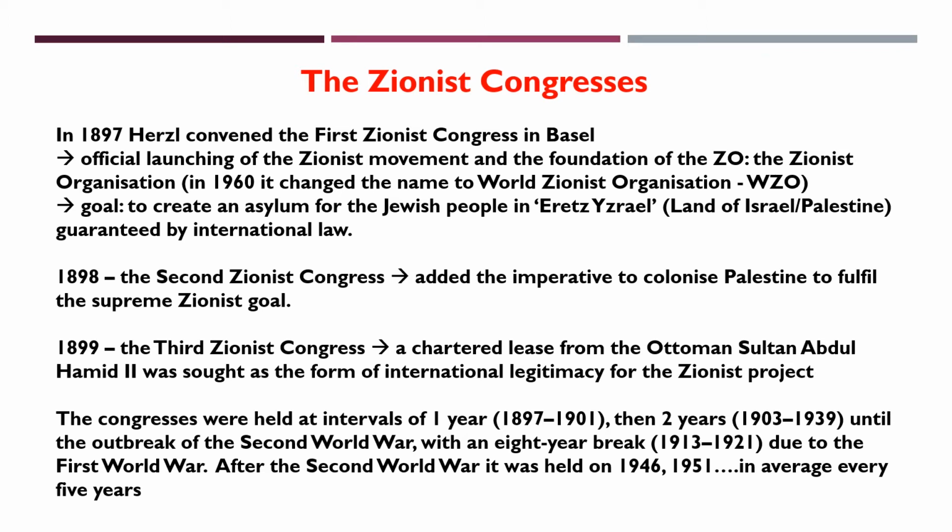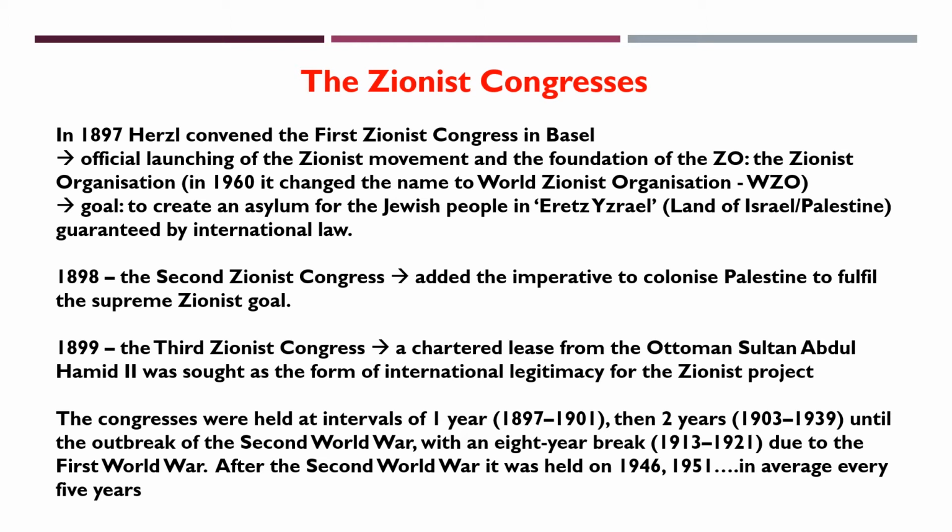A year later, in 1899, the third Zionist Congress was convened. And at this point, a chartered lease from the Ottoman Sultan was sought as the form of international legitimacy for the Zionist project.